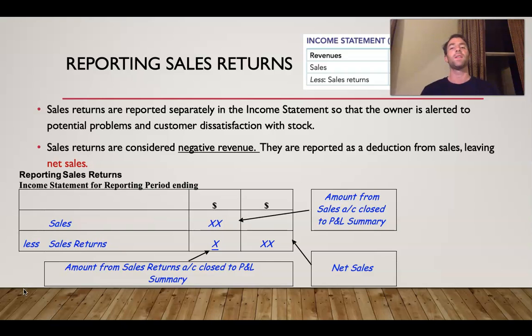Guys, hopefully that makes sense on sales returns. Obviously just watching the video will not give you the understanding. Textbook exercises and your notes, and you will leave chapter 8 being an expert at recording purchase and sales returns.